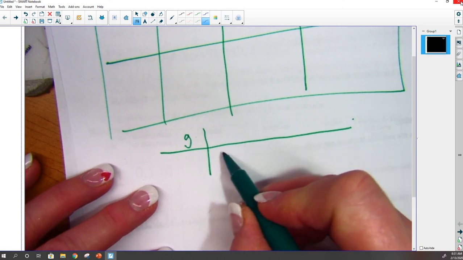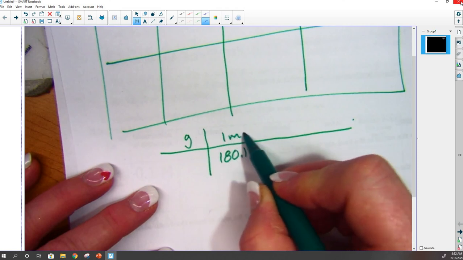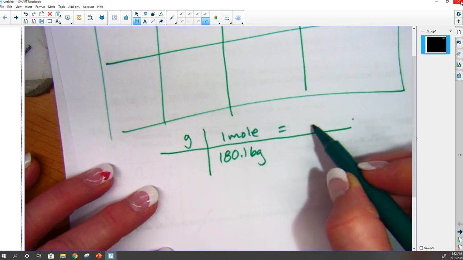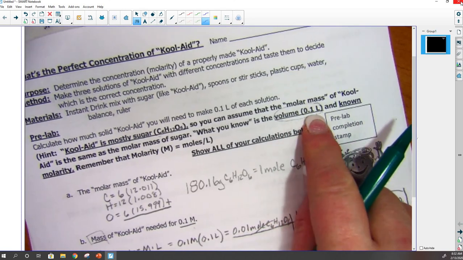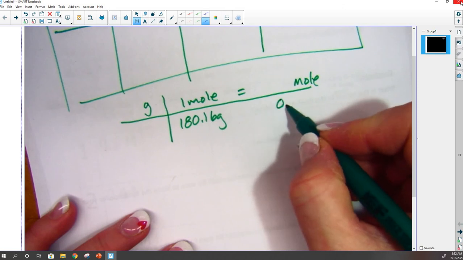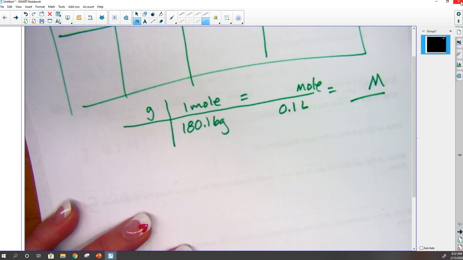Got to put it in moles. So we already know there's 180.16 grams in 1 mole, right? So we're going to be able to find moles. Then what do I do? Once I found moles, how do I get it into molarity? How much volume did we have? Remember from the front? 0.1 liters. So I'm going to take this and divide it by 0.1 liters, and that will give me my molarity. Okay? Everybody okay with that?